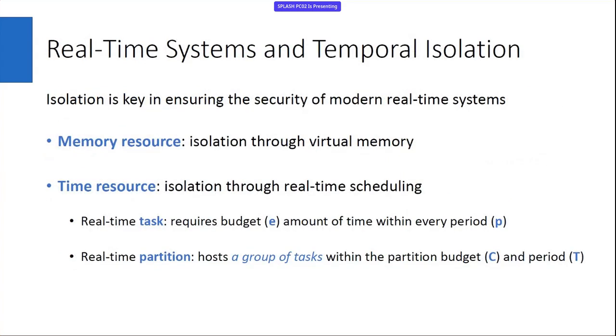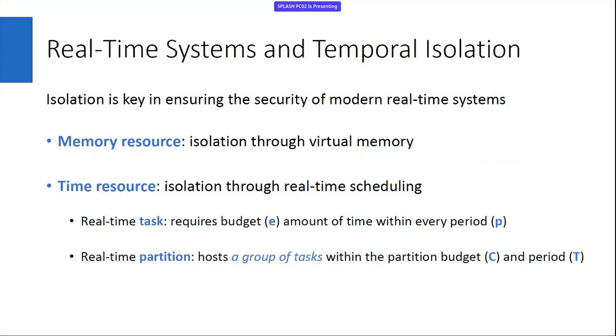First, to give you a high-level overview of the problem of temporal isolation. Everybody knows what spatial isolation is, right? If you have memory, you divide it into different parts, and you don't let different processes use each other's memory. You can use virtual memory. That gives you spatial isolation. Time resource can also be distributed across different real-time modules using real-time scheduling.